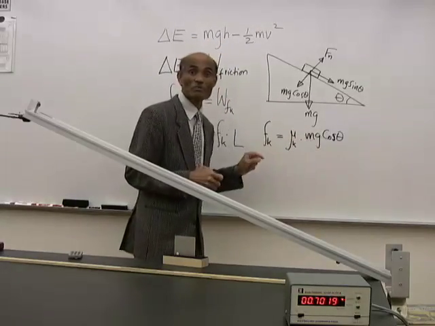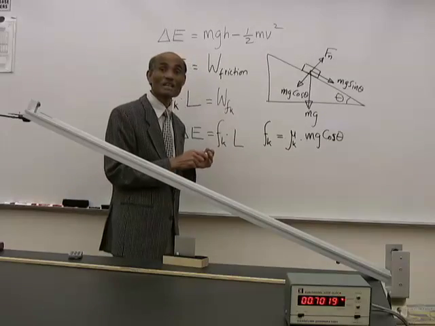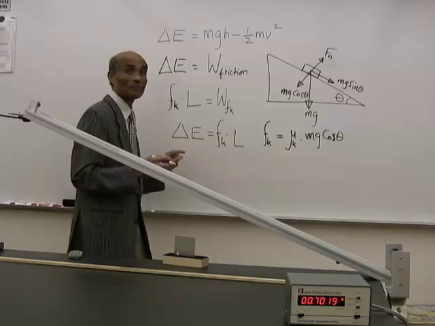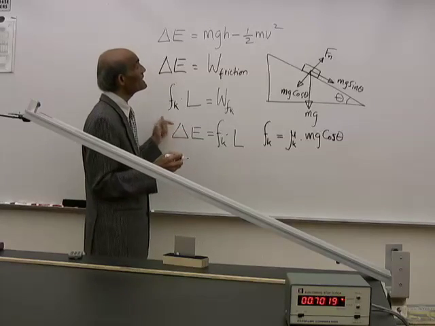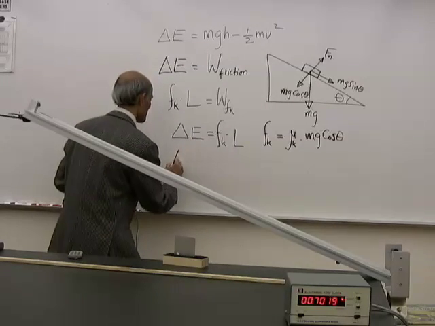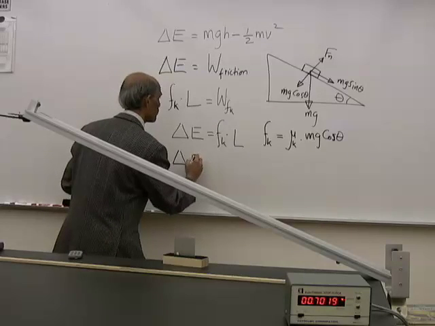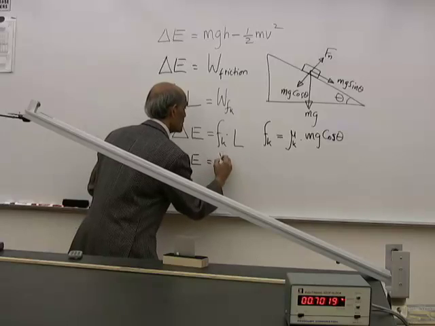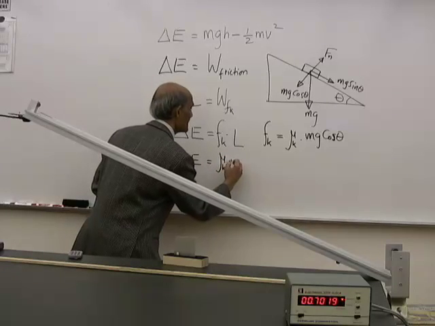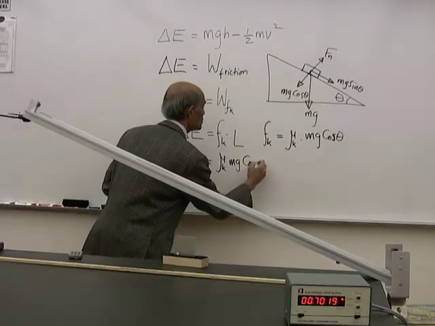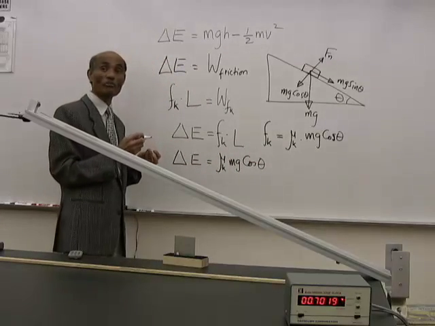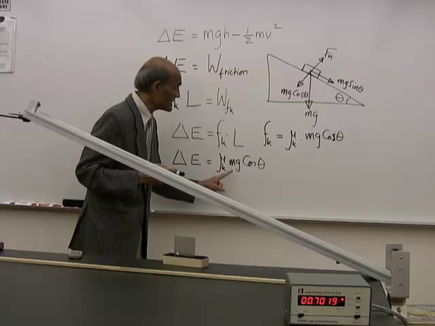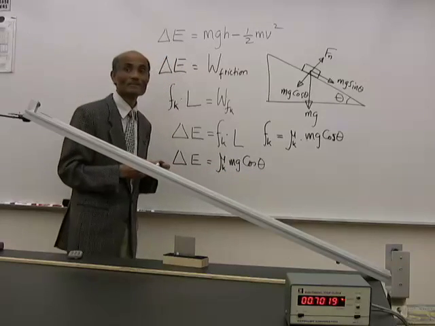The angle theta you know, therefore Fk can be figured out. Let's now take this equation and put it here. And in place of delta E, I'm going to write this. Delta E, therefore, equals Fk, which I'm going to replace with mu k mg cos theta. Now that is your final equation: delta E equals mu k mg cos theta.